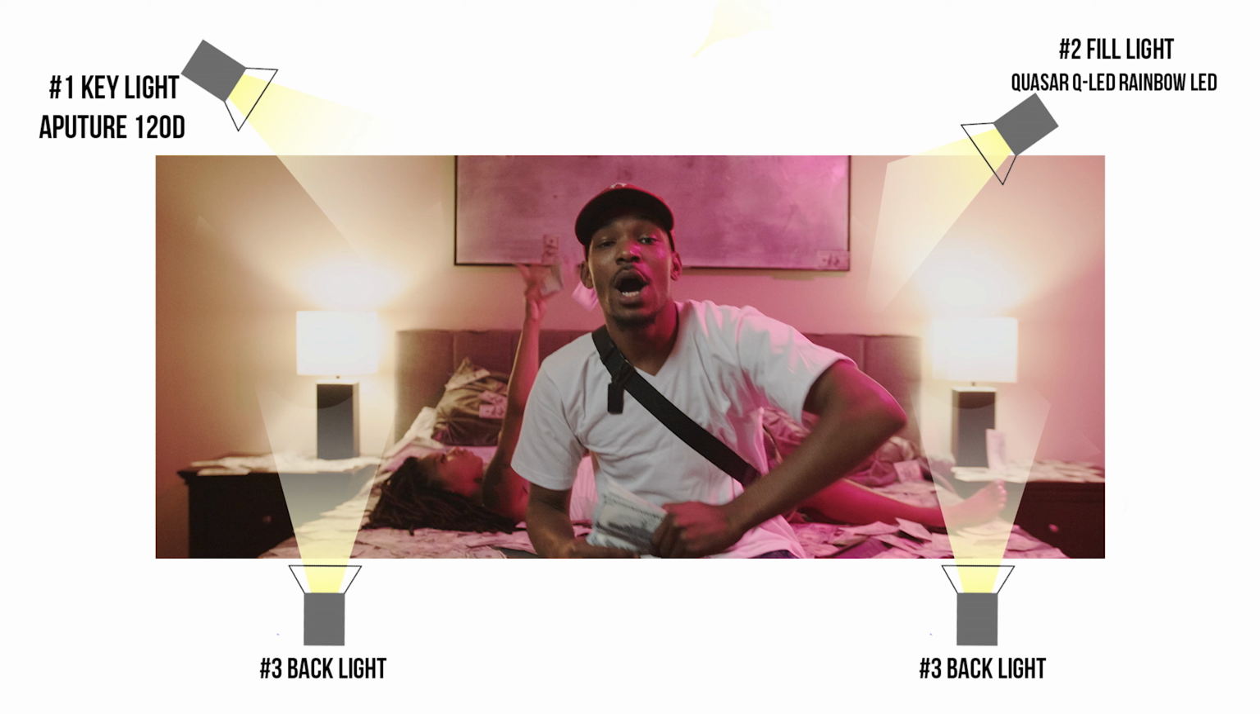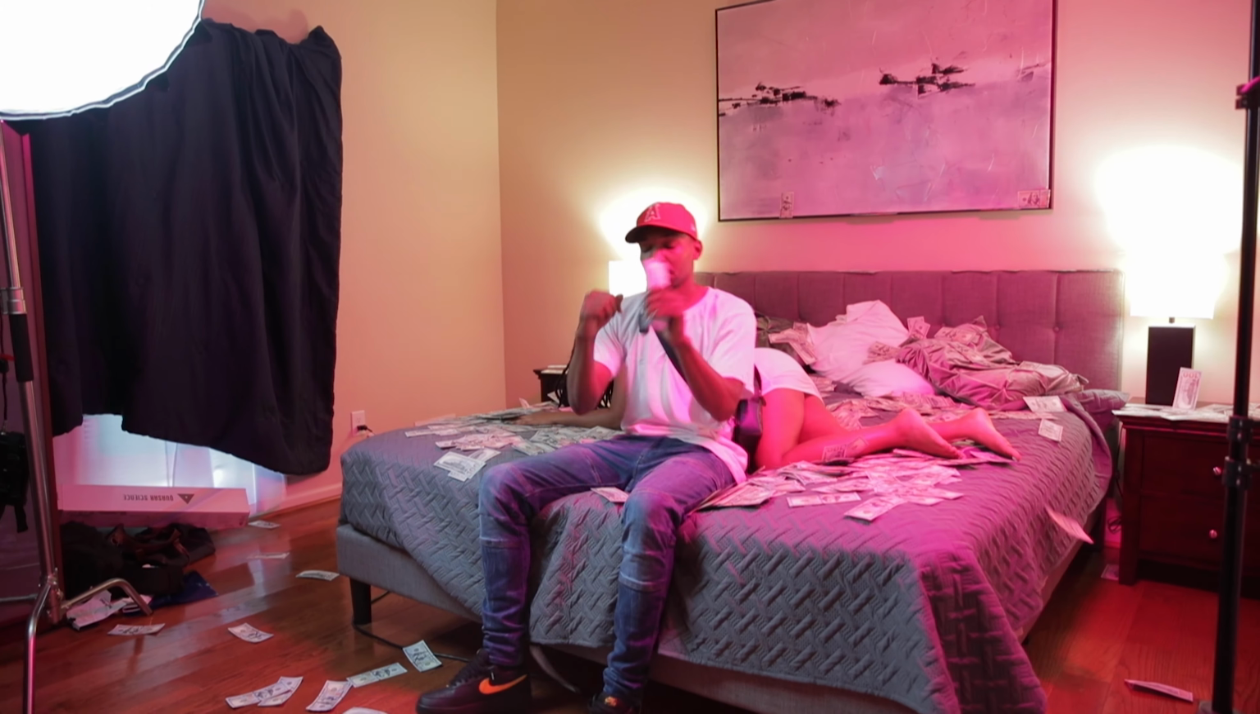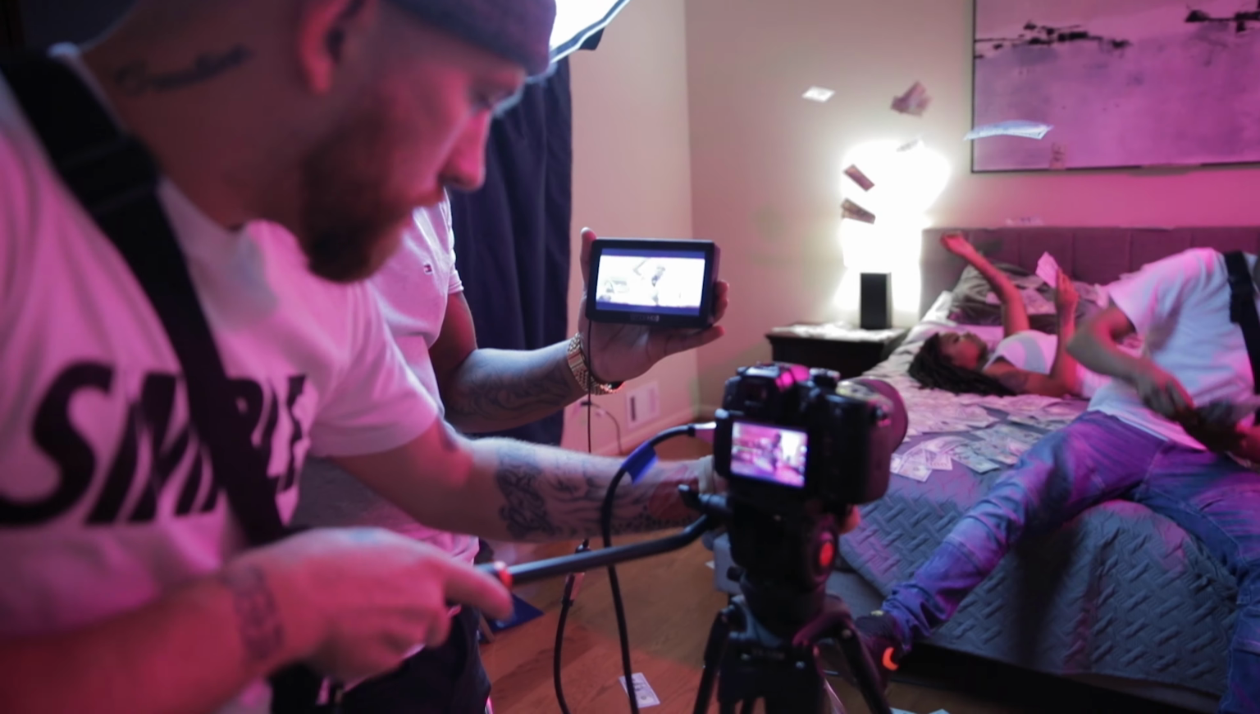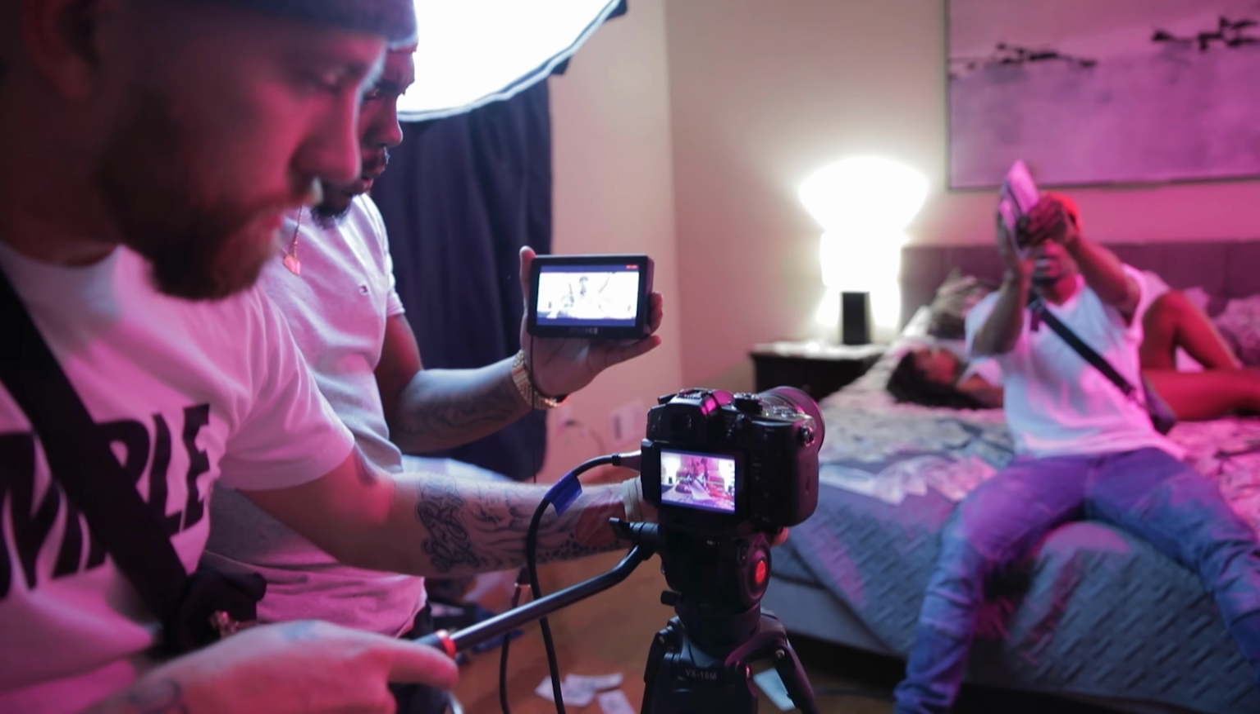The backlight was the 2 lamps positioned on both sides of the bed, and the remaining light was coming from the Quasar fill light that we just talked about. Now for the GH5, these performance shots were a mixture of tripod and handheld shots, with the small HD serving as the external reference monitor.